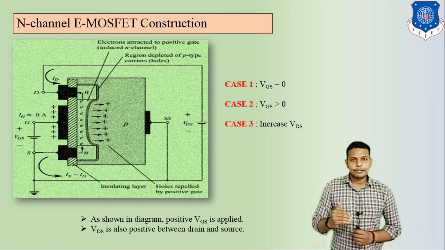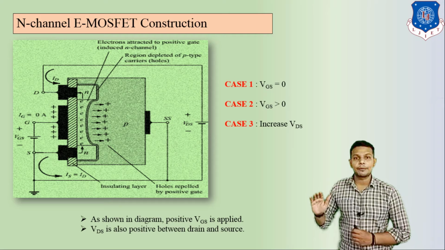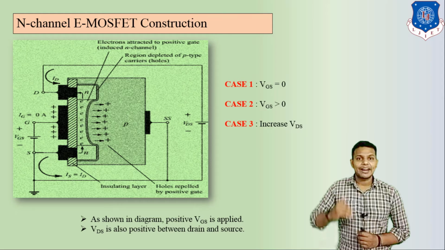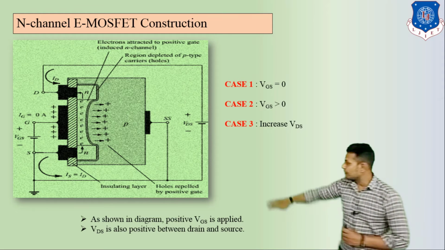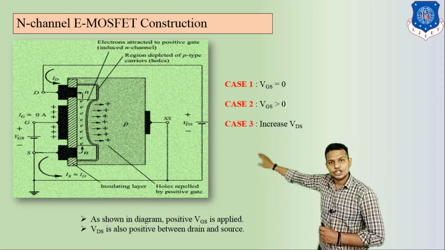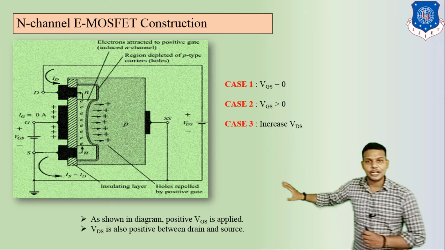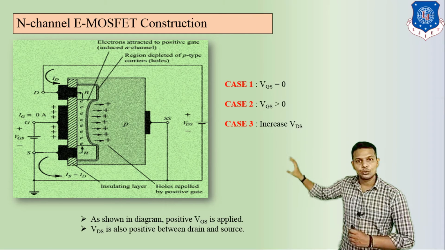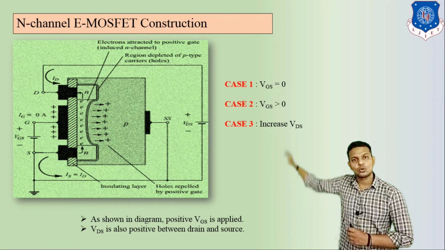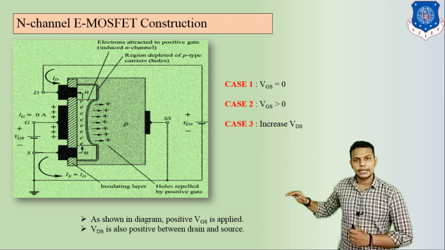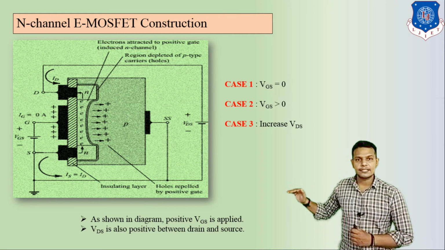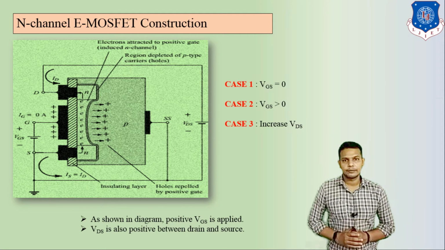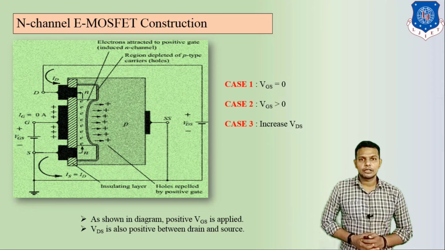We have discussed that there is no channel present in the E-MOSFET at first, but when we apply VGS more and more positive, at this time we can see the channel is generated. This is the induction of the channel, and through this channel current flows. So in this creation, ID flows from source to drain. So this is case number 2.